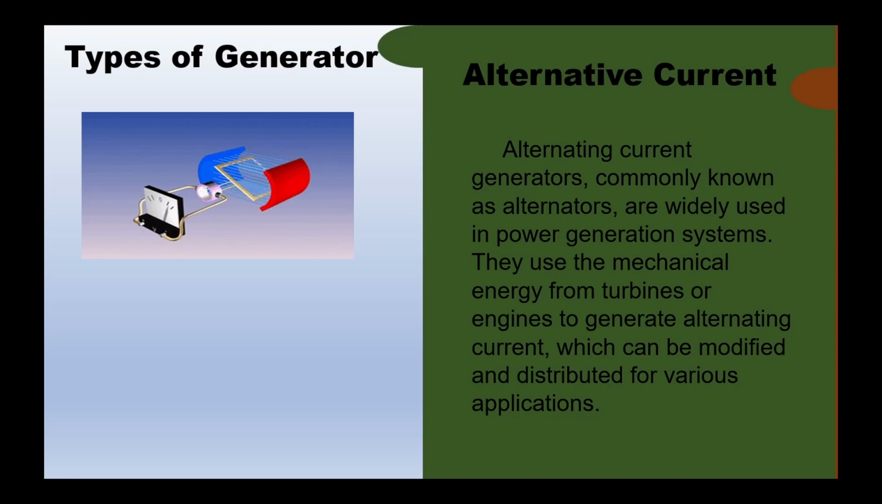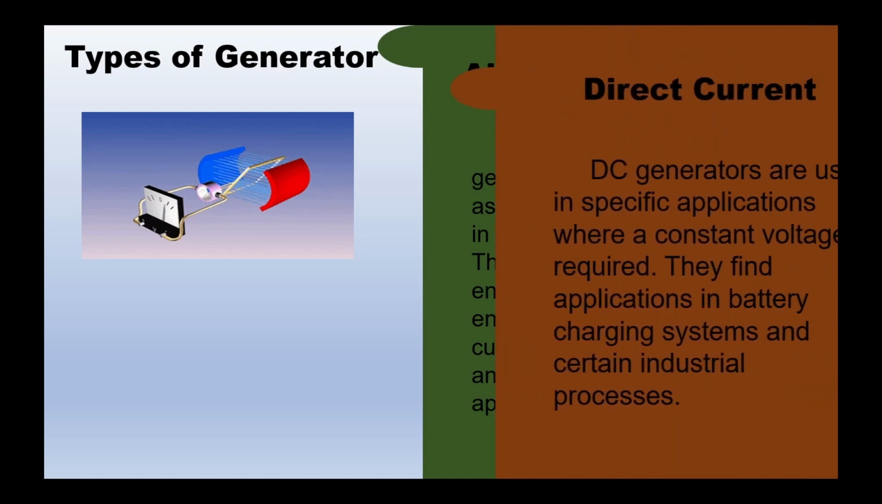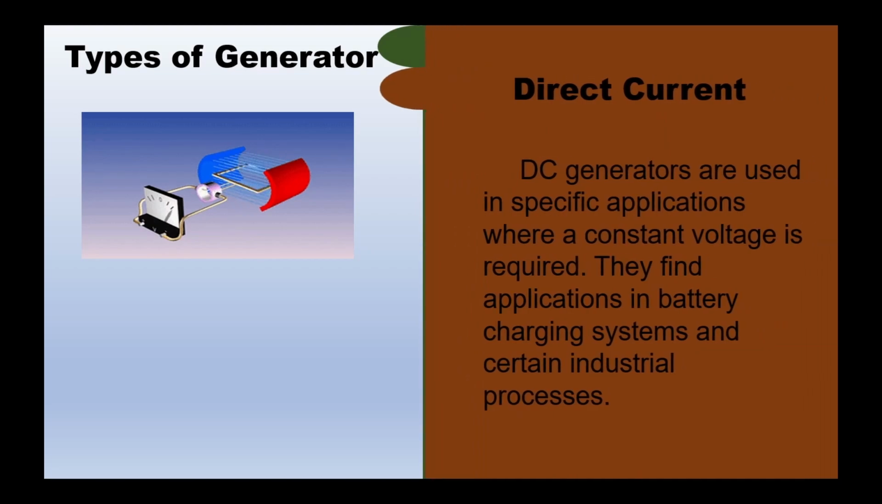However, when the direction of the current doesn't change, these generators are called DC or direct current. DC generators are used in specific applications where a constant voltage is required. They find applications in battery charging systems and certain industrial processes.